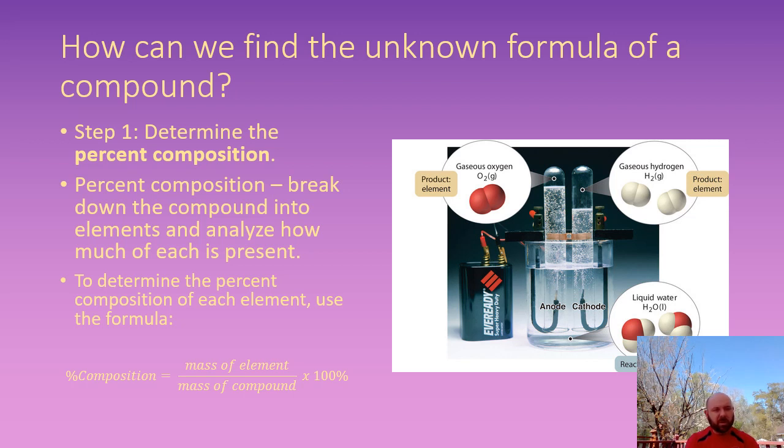The way you determine it is you take the mass of that element that is present, and you divide it by the mass of the total compound that is present. And then you multiply that result by 100%. We'll see some examples on the next couple of slides.